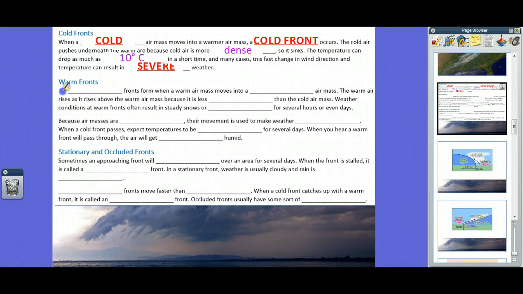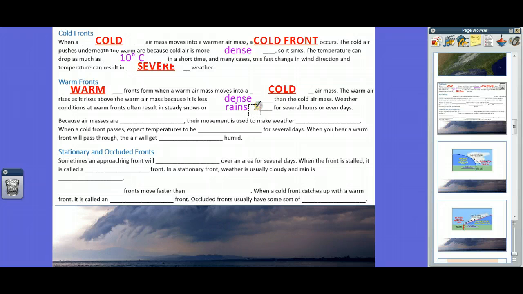Now, warm fronts happen in Louisiana too, especially in the wintertime, because the tropical maritime air mass will push back up from the continental polar. It's when warm air moves into a colder air mass. Warm air moves slower than cold air. The warm air rises above the cold air because it is less dense than the cold air mass. Weather conditions at warm fronts often result in steady snows or rains for several hours or even days.